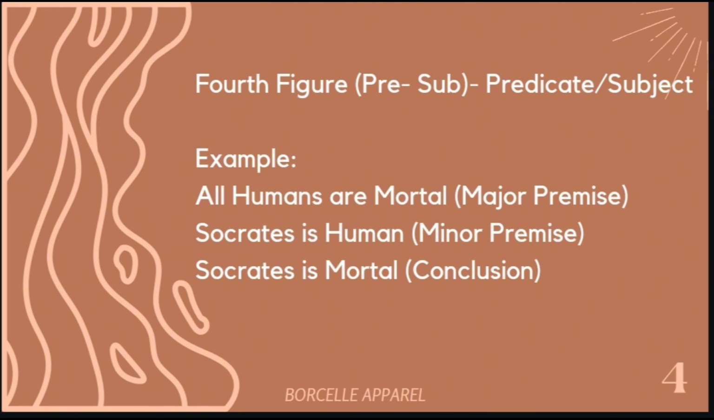In this figure, the major premise makes a general statement about a group. The minor premise makes a specific statement about an individual within that group. And the conclusion draws a specific conclusion about that individual. So, these figures are part of traditional categorical syllogistic logic, which is a form of deductive reasoning. They help analyze the structure and validity of logical arguments.